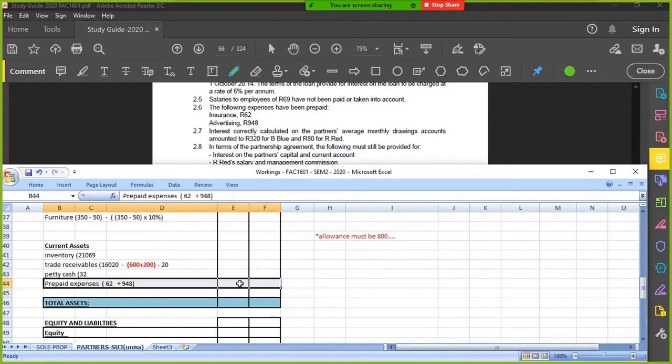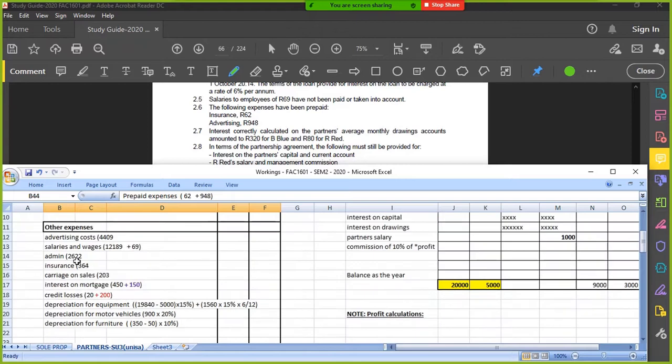Right, this is a debit for prepaid expense and it's a credit for the expenses. Both insurance and advertising are expenses. So if I'm crediting an expense, I'm decreasing the expense. Where's my insurance? Here. Minus 62. Where's my advertising? Here. Minus 948. Okay. Do you see it? It's there. Okay, what else?